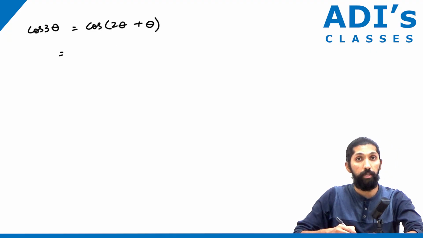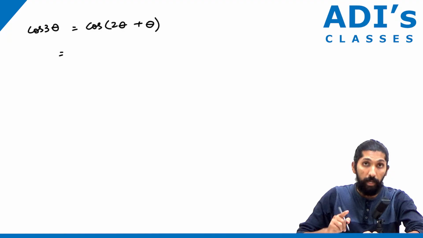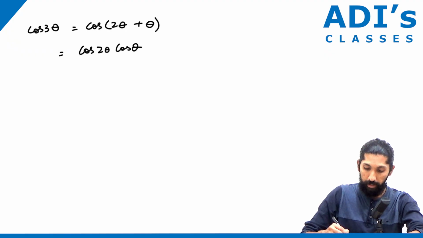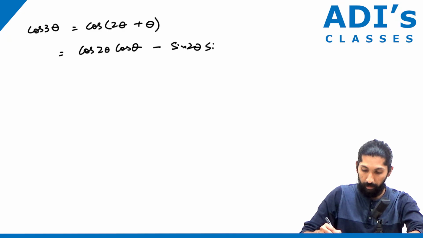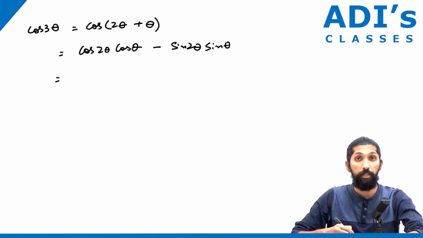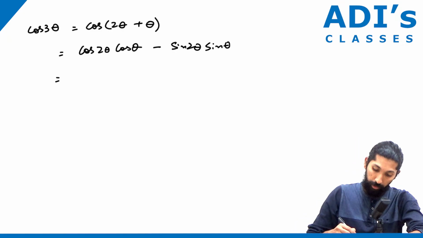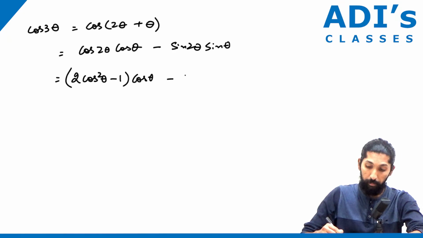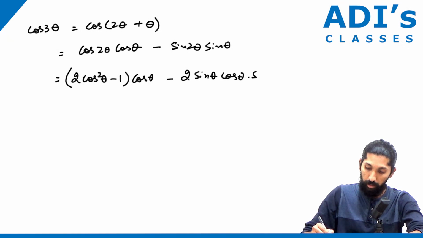cos of a plus b, or cos of x plus y, which is cos x cos y minus sin x sin y. Correct? So cos x cos y minus sin x into sin y. Convert everything in terms of cosine. You are going to have 2 cos square theta minus 1 into cos theta minus 2 sin theta cos theta into sin theta.